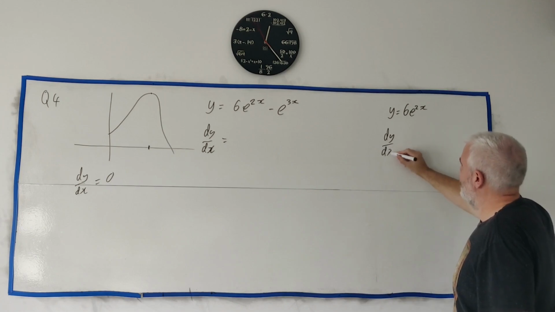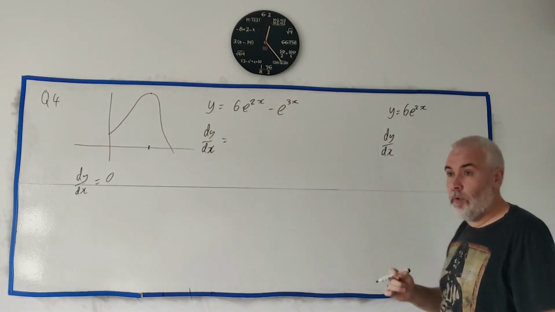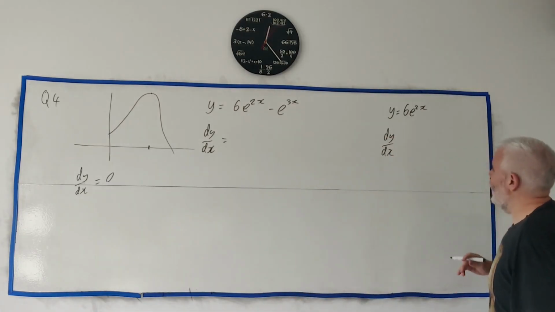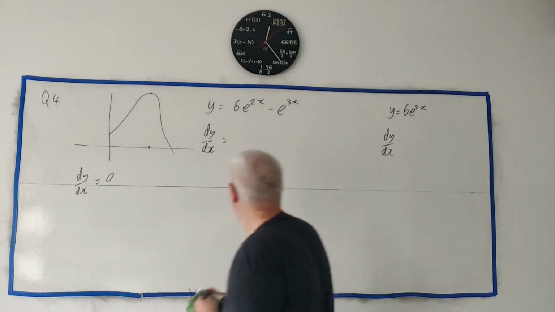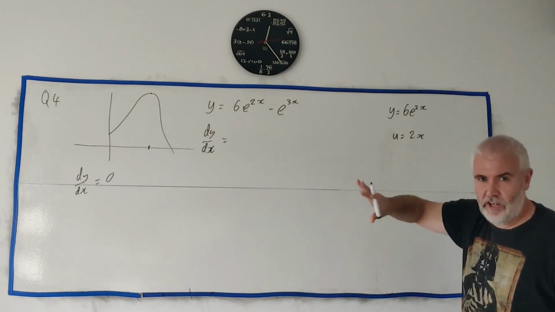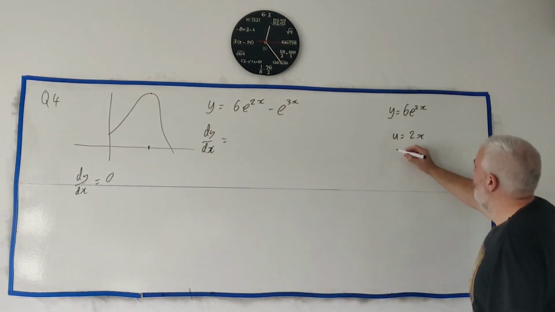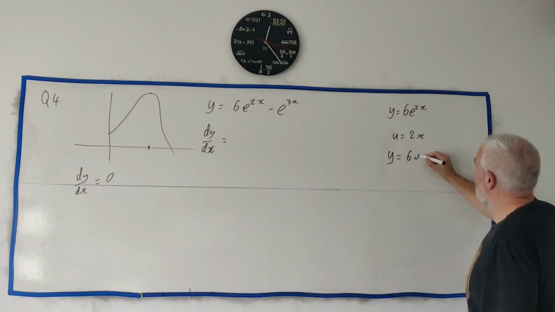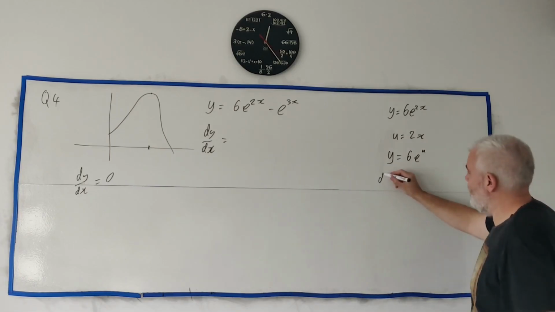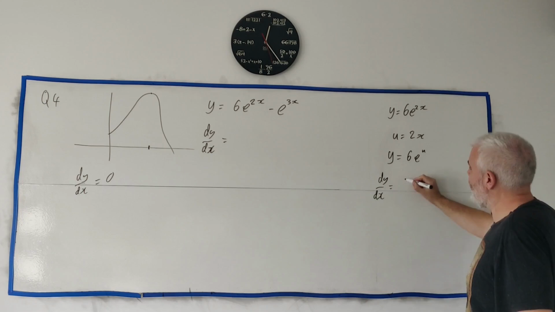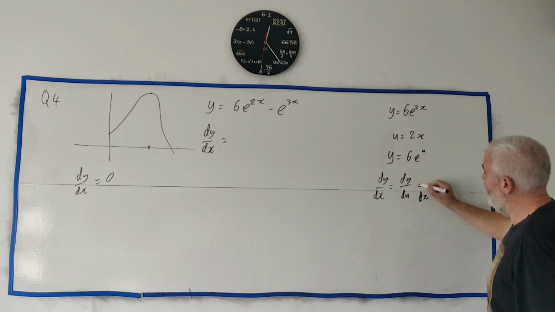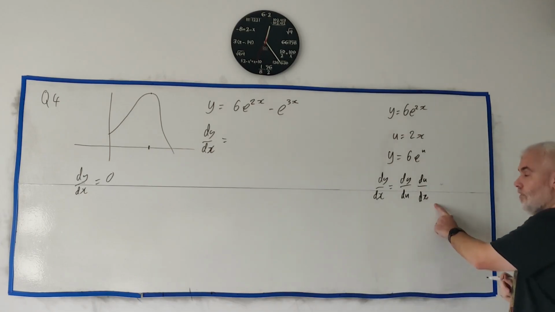To differentiate this, it's a little complicated. We know how to differentiate e to the power of x. It's really easy. It's just e to the power of x. So if I change this up and I substitute some of this, I put u is equal to 2x. You can do all this in your head. You wouldn't usually write all this. And this function becomes y is equal to 6e to the u. Using chain rule, this is quite easy to differentiate. dy/dx is equal to dy/du multiplied by du/dx, because these cancel each other.